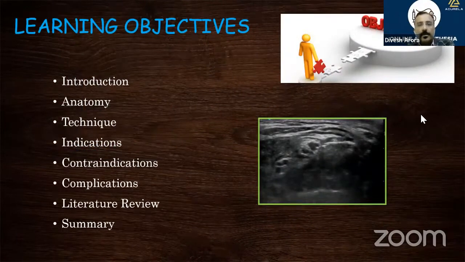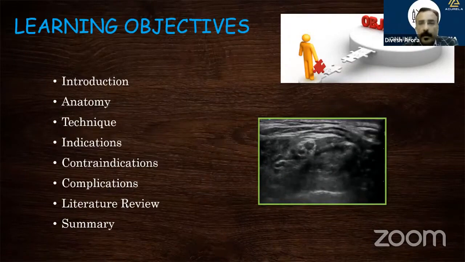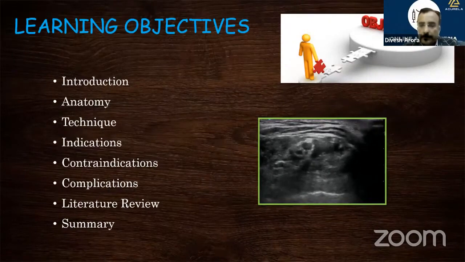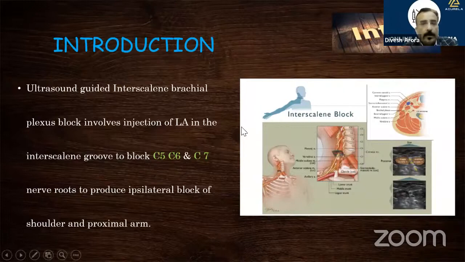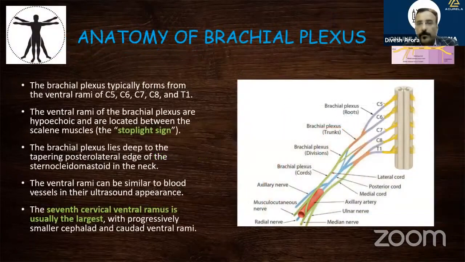Okay. So these are some of my learning objectives, which I'll be covering through my lecture. Ultrasound guided interscalene brachial plexus block is a regional anesthesia technique wherein we deposit a local anesthetic in the interscalene groove to block C5, C6 and C7 nerve roots so as to produce the ipsilateral block of shoulder and the proximal arm. So first we'll deal with the anatomy of the brachial plexus.